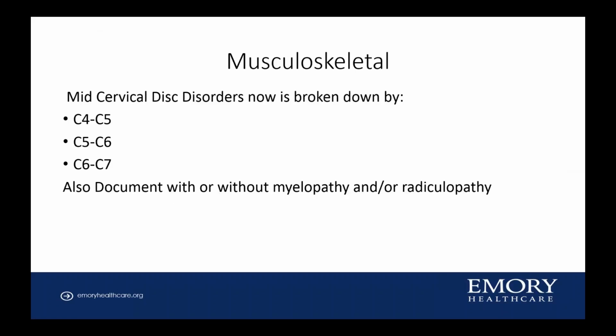Another change in the system is the mid-cervical disc disorders are now broken down by C4 to C5, C5 to C6, or C6 to C7. Also, you need to document with or without myelopathy and/or radiculopathy. This used to be one code for the mid-cervical. It is now 3 separate codes.